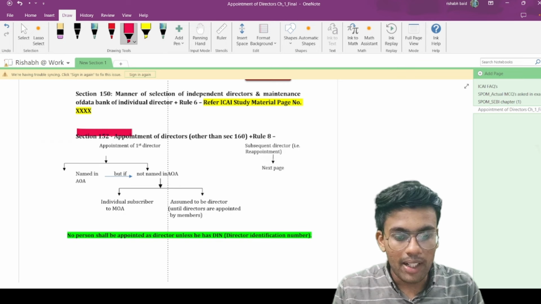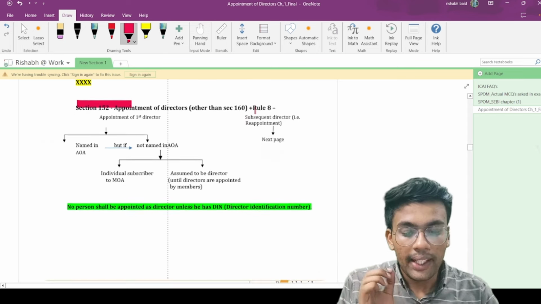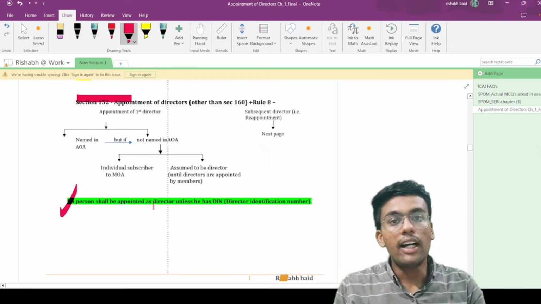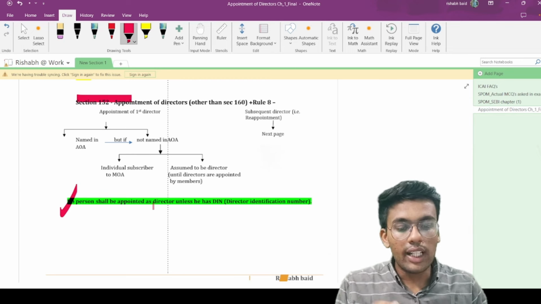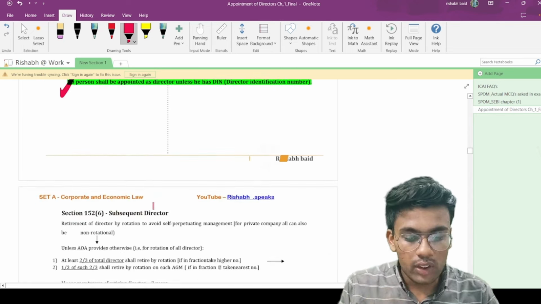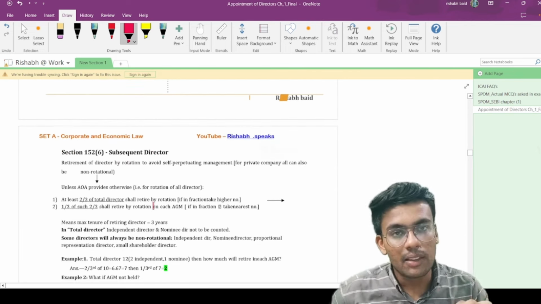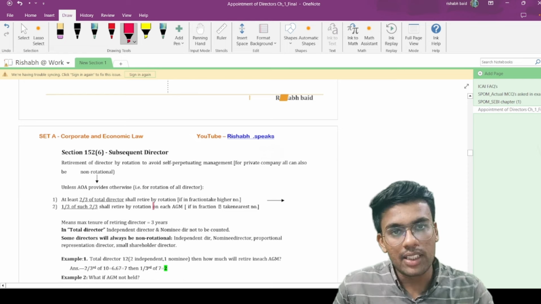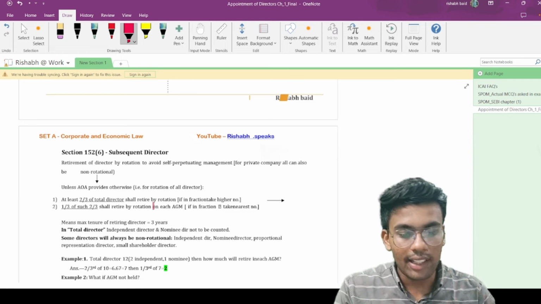So this is the requirement with respect to appointment of directors. Now no person shall be appointed as director unless he or she has a director identification number. So the DIN related provisions, for which I will also be providing you the reference number on the next page, you should definitely go through. I don't think these are very relevant provisions, but still you can have a glance over them.